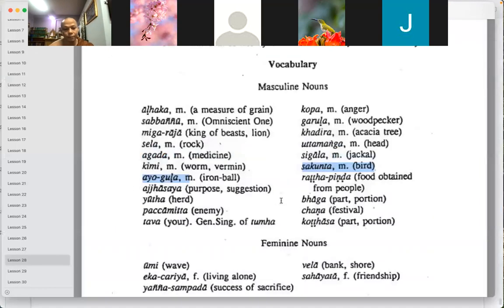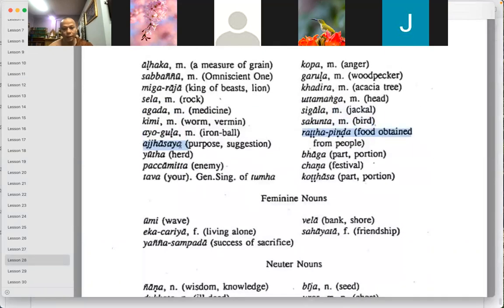Okay, and then next, Ayogula, iron ball, and Ijasaya means purpose, suggestion. Utah means heart or group of, like Asa Utah or Hati Utah, a group of elephants in this way. And then here, Bitja Meta. Meta is friend, and Bitja, the opposite of friend, means enemy. Bitja Meta.